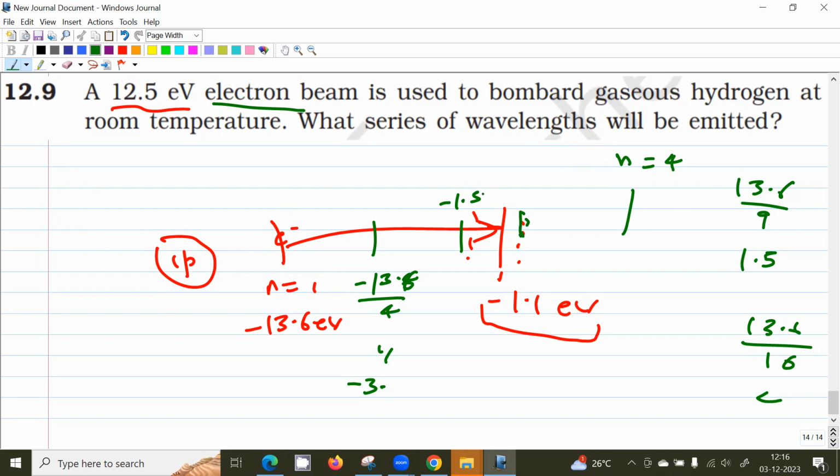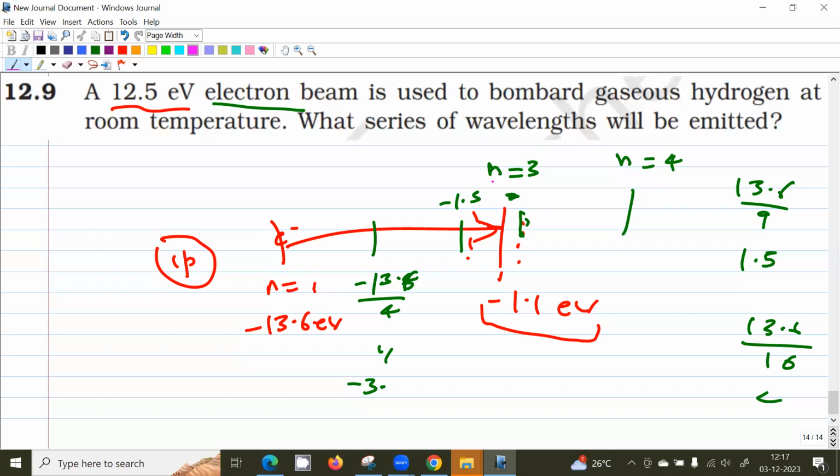So it will take it to n equal to 3 level. The electron beam of 12.5 electron volts will take this electron from here to this level. After that, there is some additional energy which won't be used. That will be just wasted. Once I take this electron to this higher level and then leave it, the electron will try to get back to its ground state.